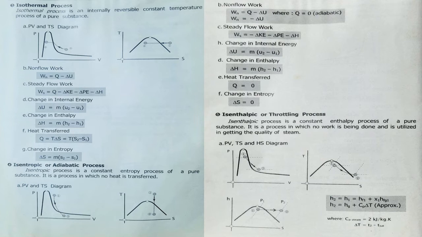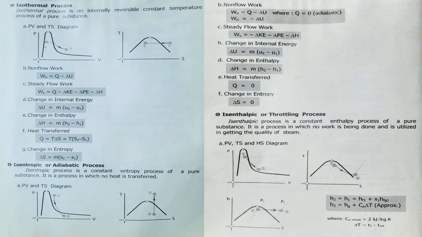Isentropic or adiabatic process. Isentropic process is a constant entropy process of a pure substance. This is a process in which no heat is transferred. So, 0 again ang heat mo naman dito. PV relation mo, look at it from state 1 to state 2. Okay. Non-flow work mo, Q minus change in U. Where Q is equal to 0 kasi it's adiabatic. So, non-flow work mo is change in internal energy.